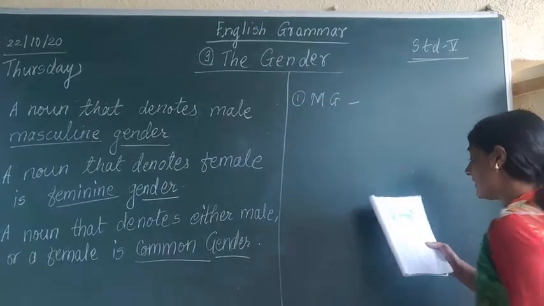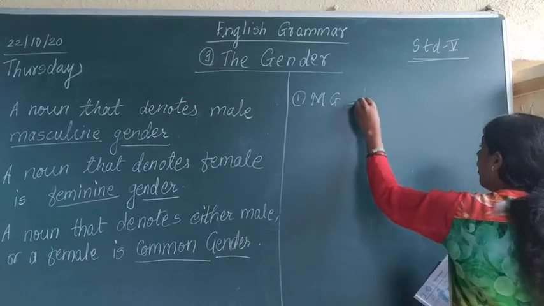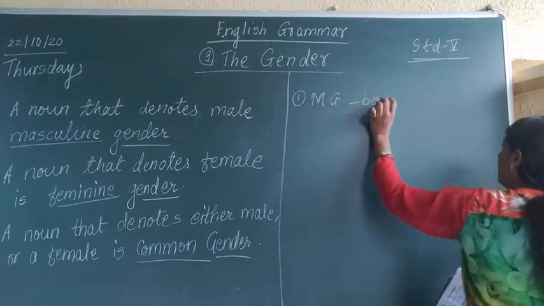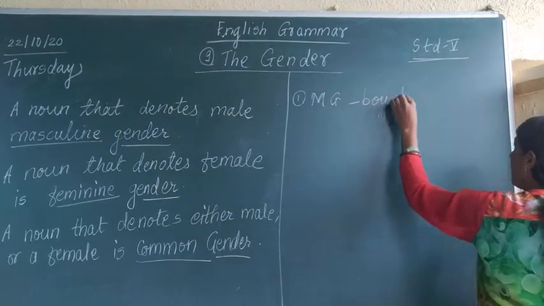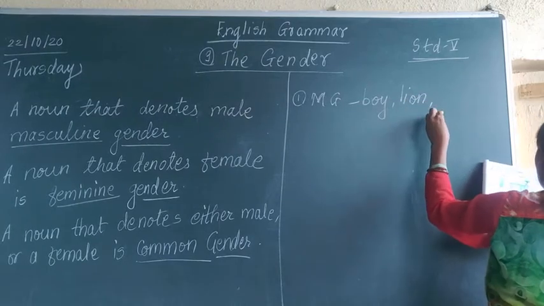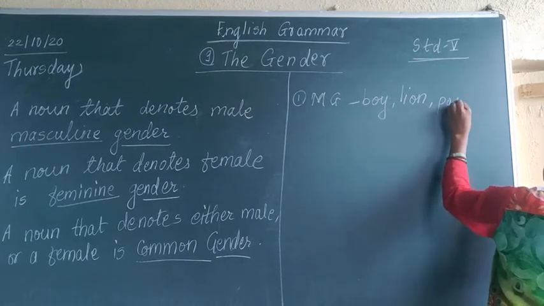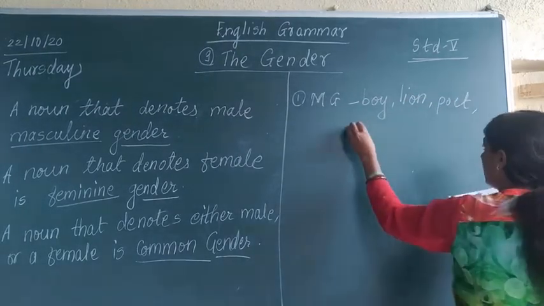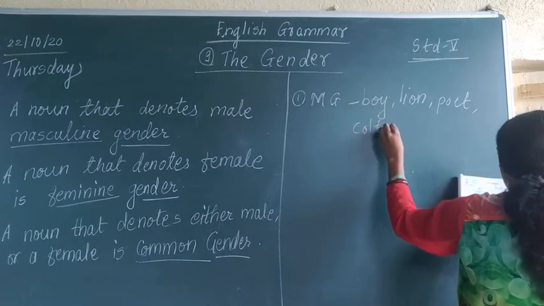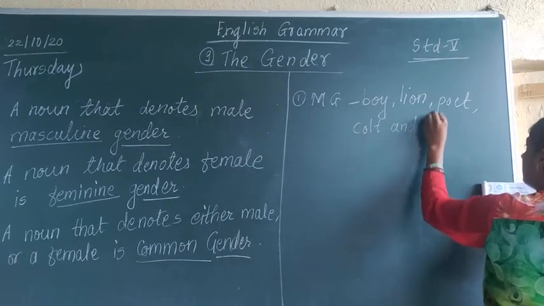Masculine gender, five examples. Examples I am giving you: boy, lion, poet, colt and lord.